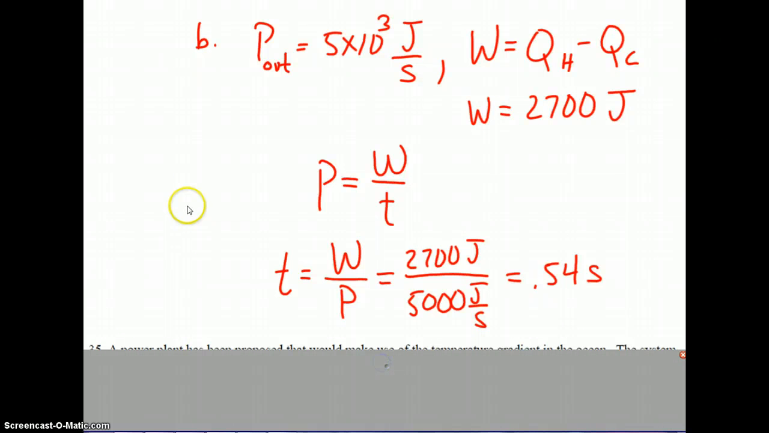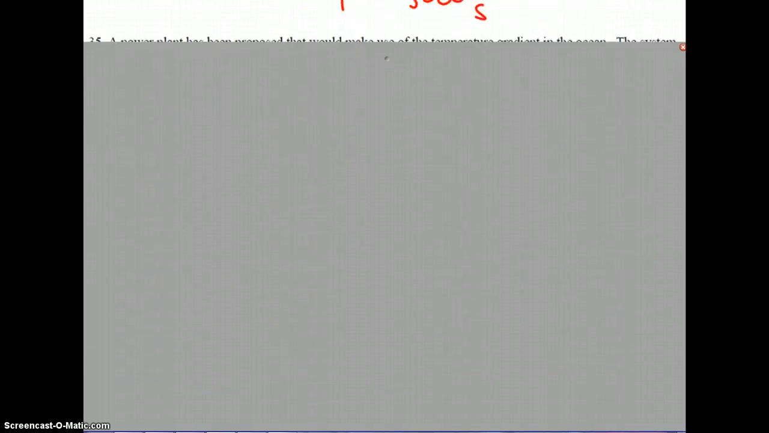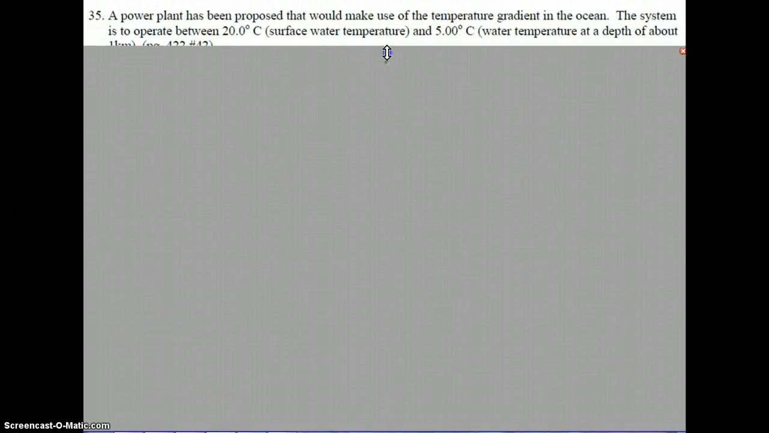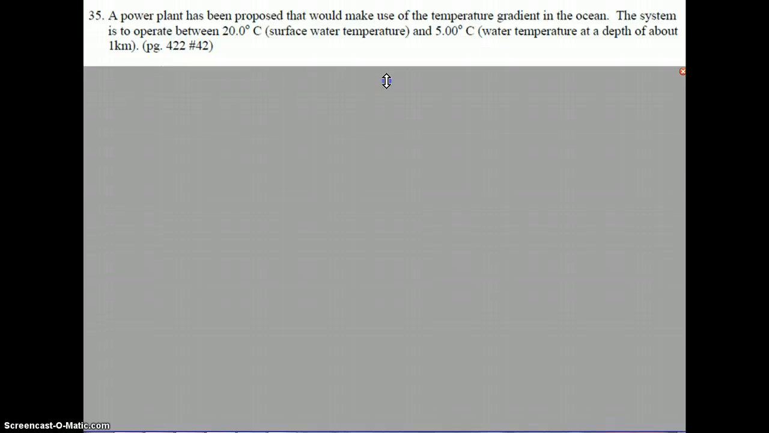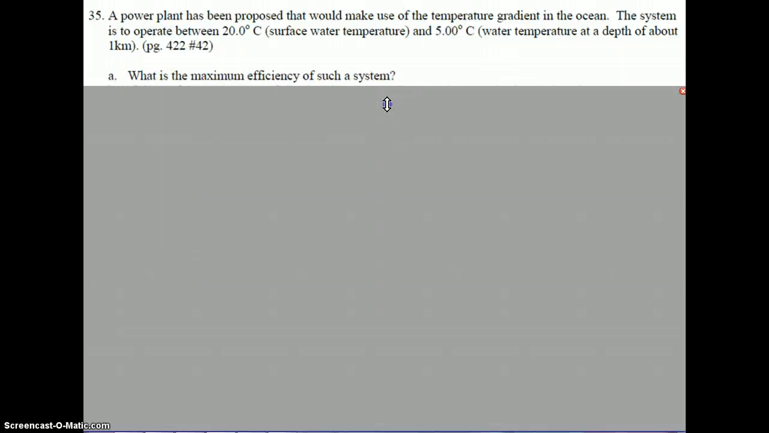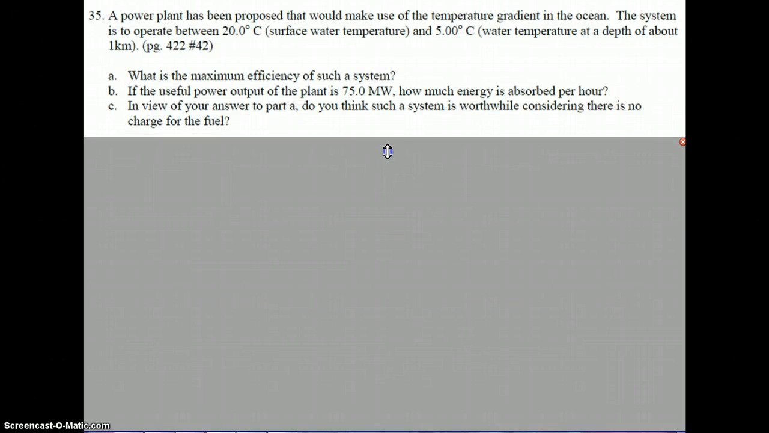Number 35. A power plant has been proposed that would make use of the temperature gradient in the ocean. The system is to operate between 20 degrees C, surface temperature of the water, and 5 degrees C, water temperature at a depth of about 1 kilometer. What is the maximum efficiency of such a system?